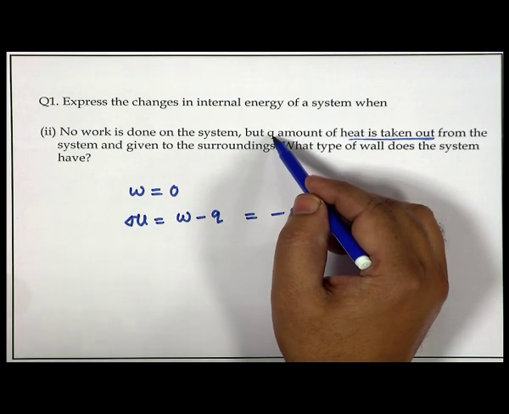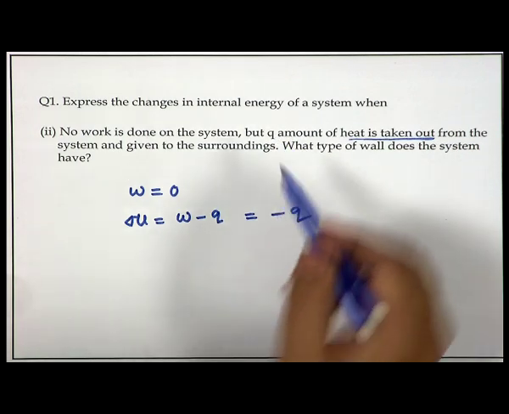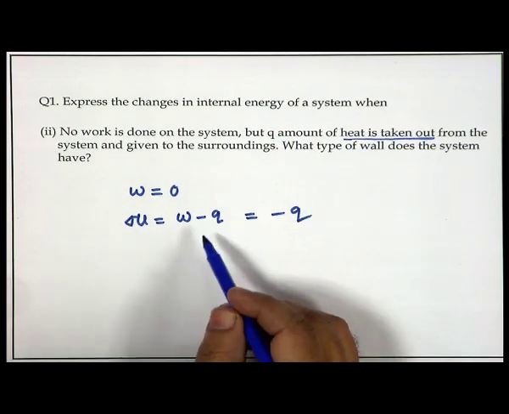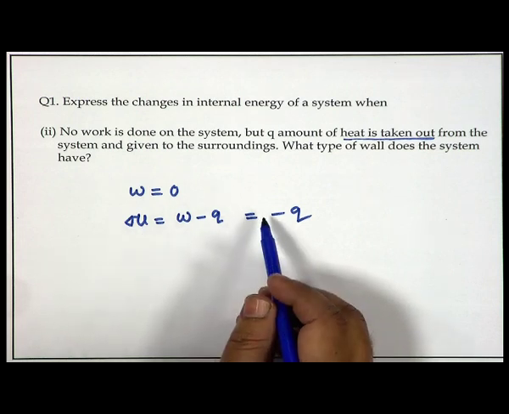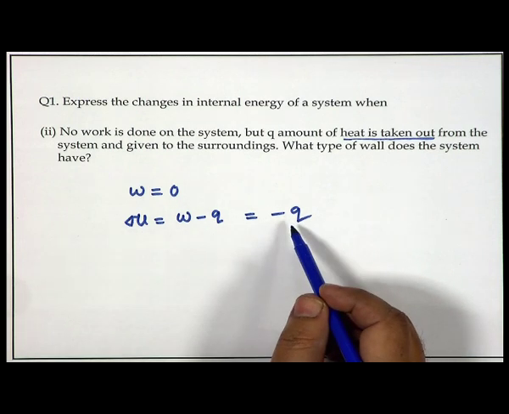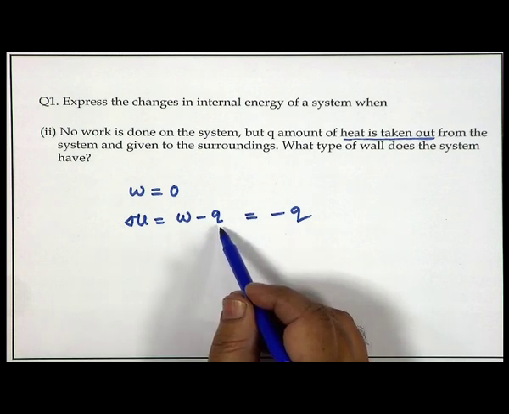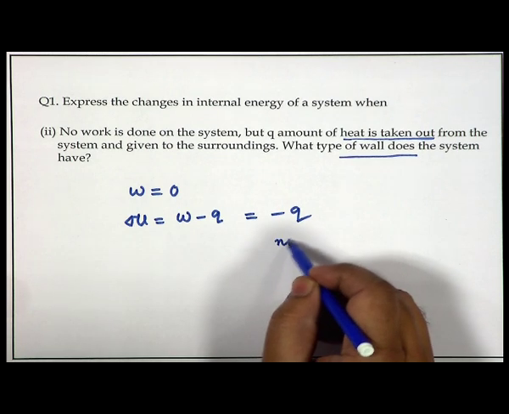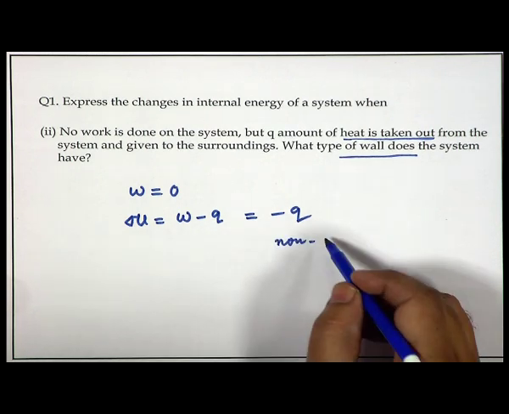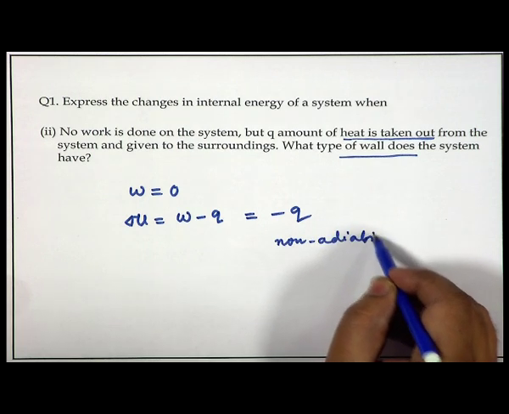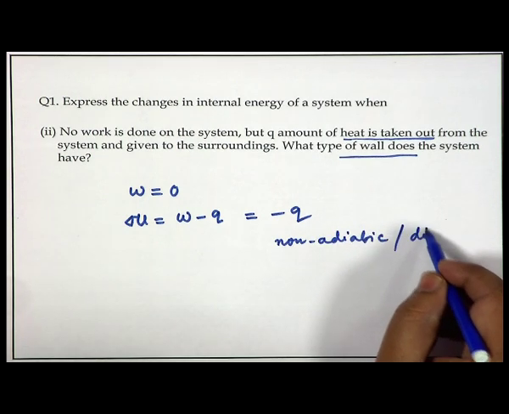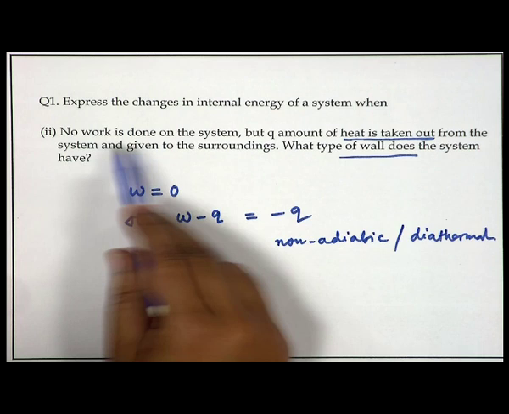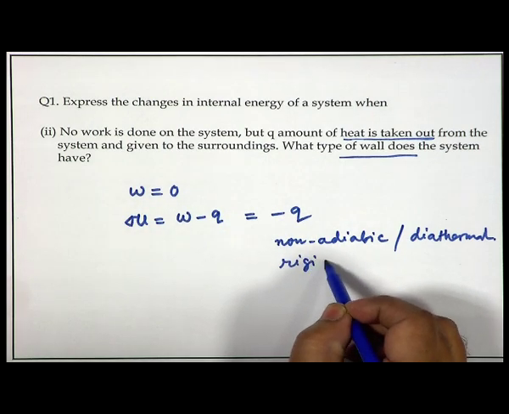So, in this case, Q is the magnitude, and because the heat is taken out of the system, it will lose some energy. So, instead of an increase it will be a decrease. So, it will be a −Q value, and the type of wall would obviously be non-adiabatic, because heat is getting exchanged, or diathermal, and it is a rigid wall because no work is done.